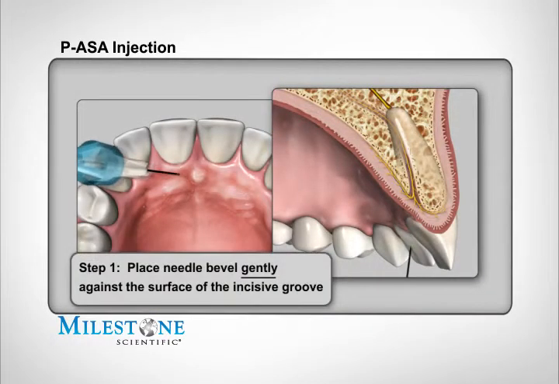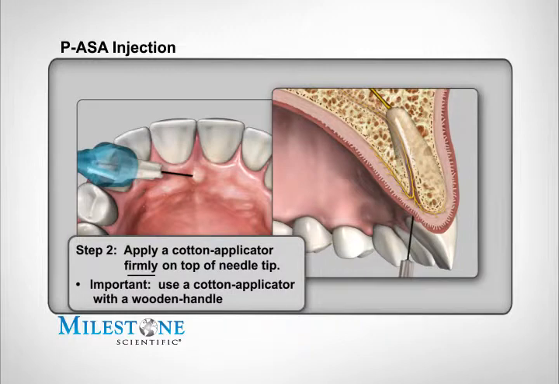Start the P-ASA injection by using the pre-puncture technique. Step 1. Gently place the bevel of the needle against the surface at the incisive groove. Step 2. Stabilize the needle by applying firm pressure from a cotton applicator. It's best to use a wooden handle cotton applicator so that positive pressure can be applied. The applicator also absorbs any excess anesthetic solution and makes for a more comfortable needle entry.